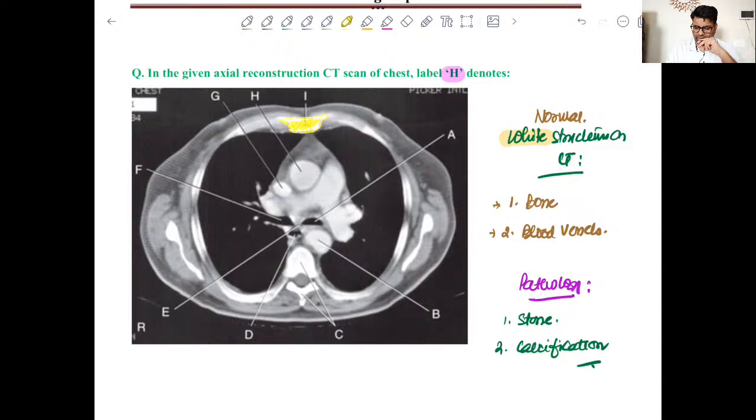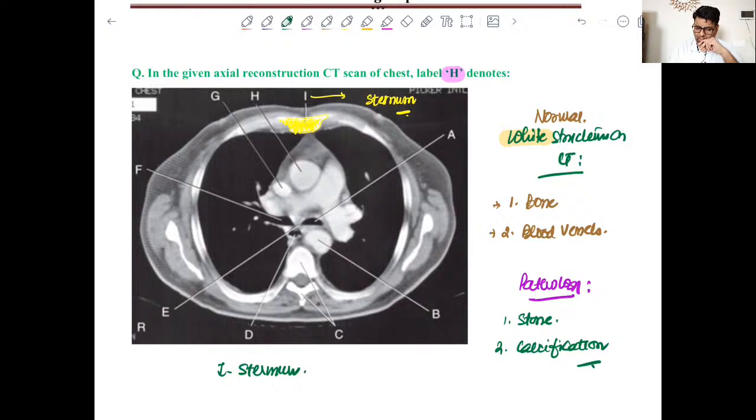Now in the front, we know that there is a bone. Which bone is this? In the front, or anterior, this is the sternum. Clear? So this is the sternum here, right? So label I is the sternum. Clear?